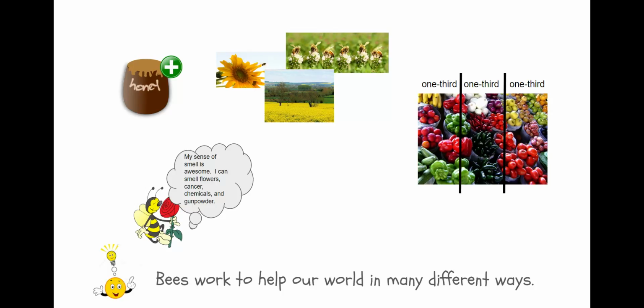Now notice I use the heading and the title of the book to help me come up with that main idea as well as those supporting details. The bees work to help our world in many different ways. And then this was, boys and girls, my sketch in chunks. So I did have that title, and then these were my sketches that I drew on paper.